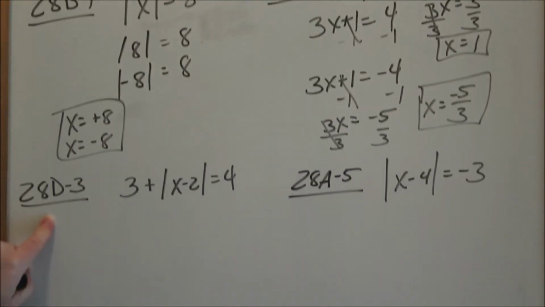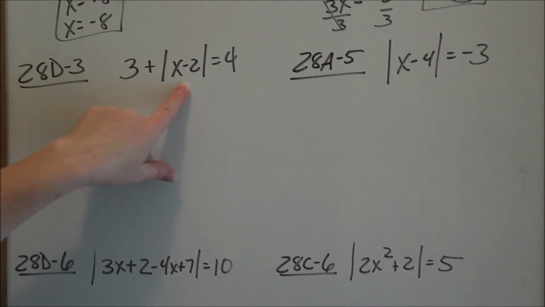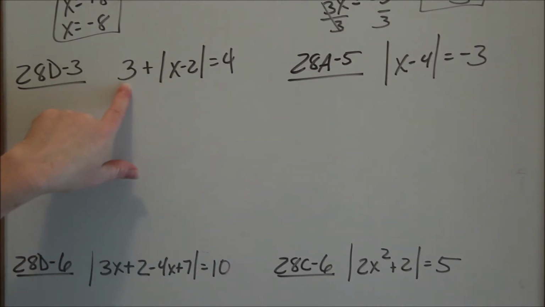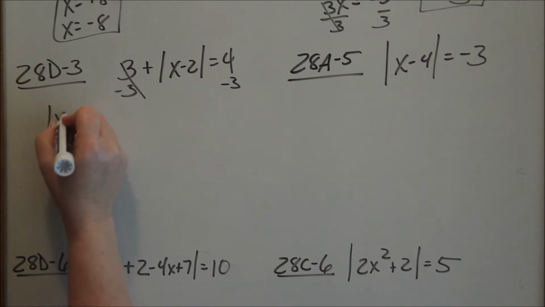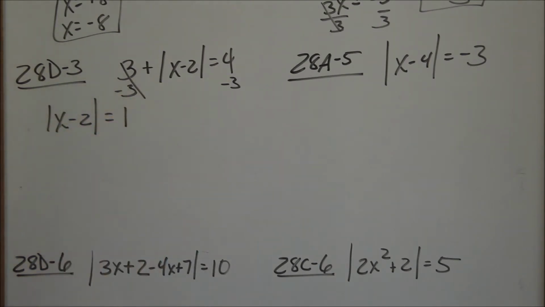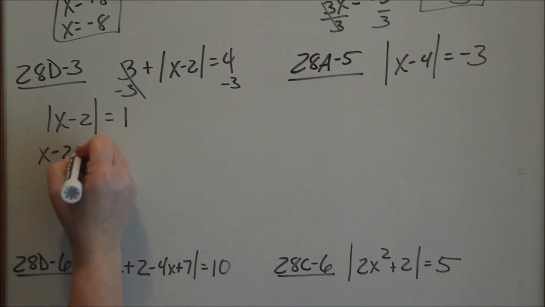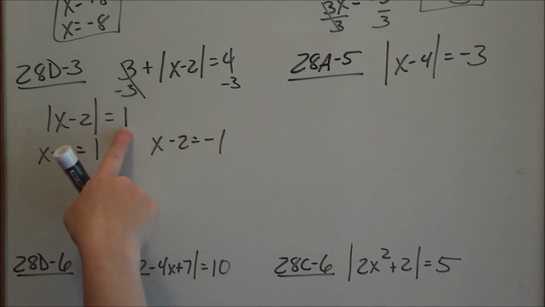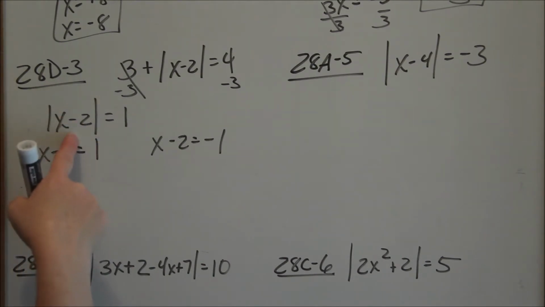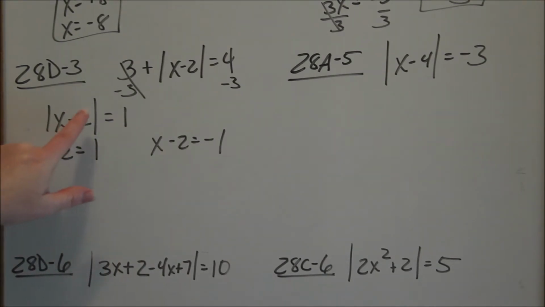Alright, look at 28D3. The goal is to have only absolute value on one side and a number on the other. Well, we have a number over here, so I'm going to subtract this over so I can get my numbers together over there. So now I have the absolute value of x minus 2 equals 1. Once you have only absolute value on one side and a number on the other side, then you take whatever is in the absolute value and set it equal to a positive of that answer. Then you take it and set it equal to a negative of that number. Because if this was a negative 1 in that absolute value, the absolute value of negative 1 does equal 1. So we're trying to find out what x equals to make this in here a positive 1 or a negative 1, because then it will make this statement true.